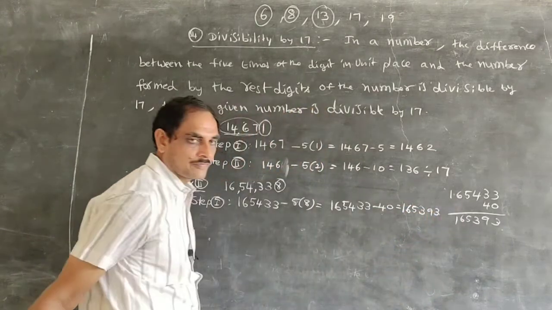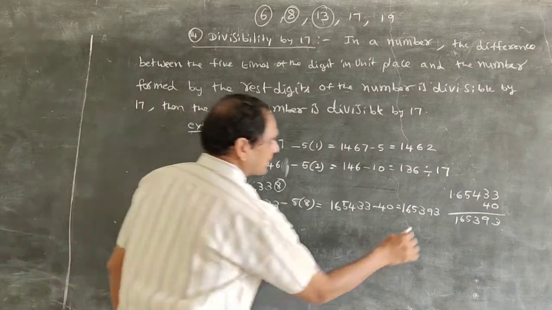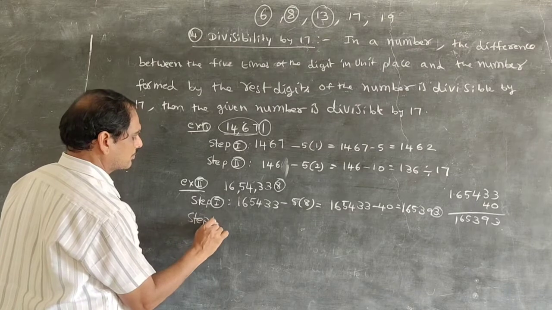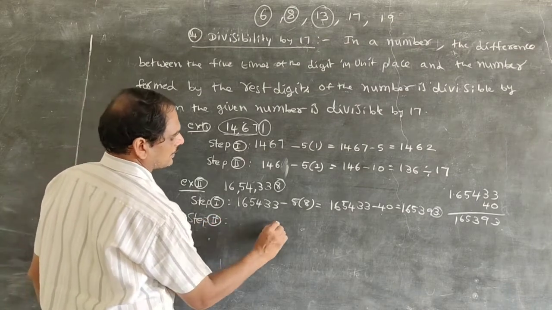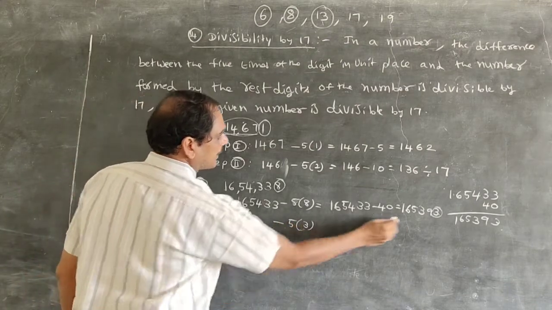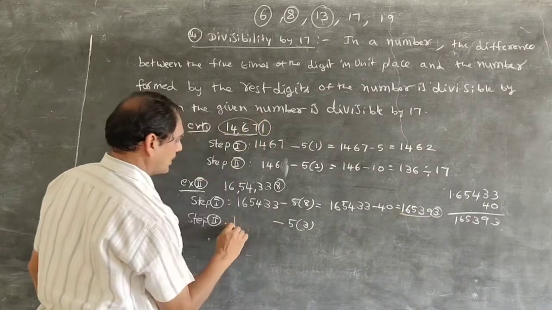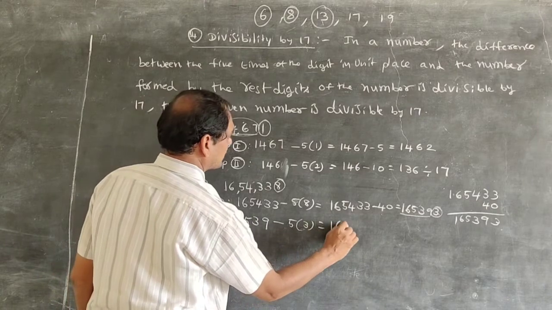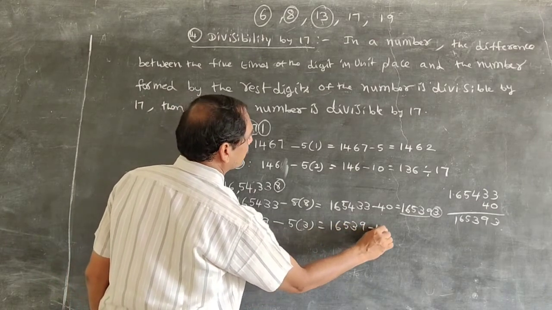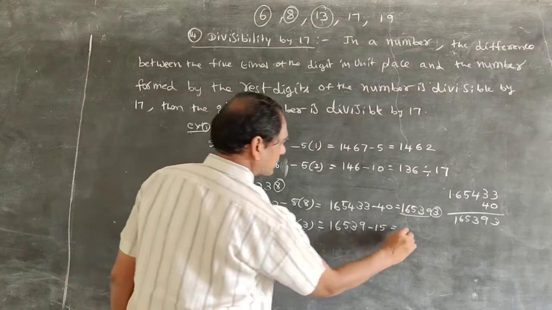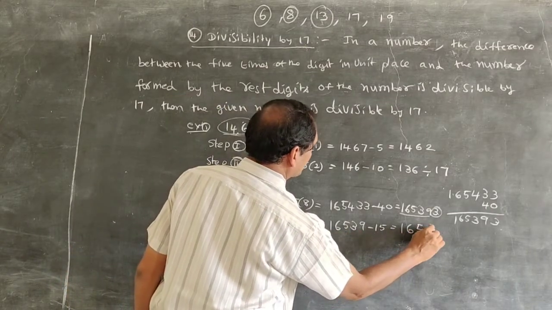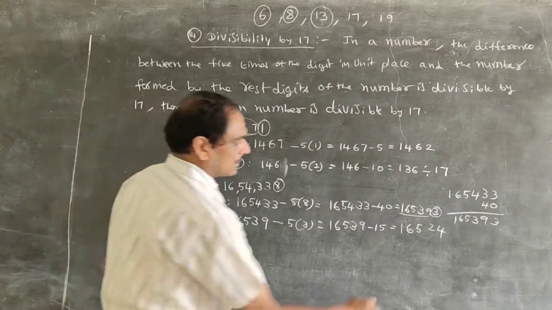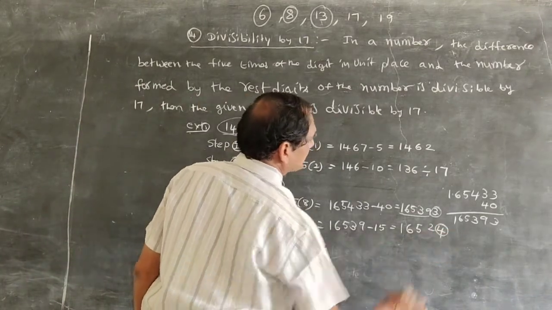165393. So here also the unit digit is 3. So we go to step 2. 5 into 3, and the rest of the digits are 16539. That is equal to 16539 minus 15. That is equal to 16524. Here also the unit digit is 4.